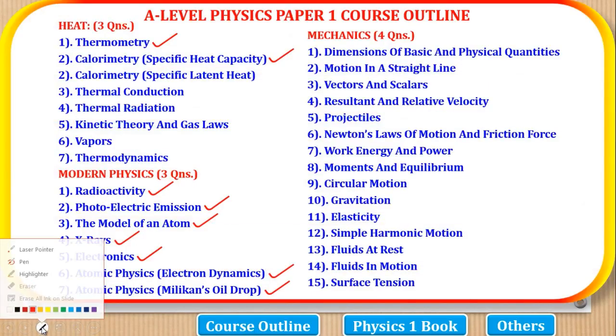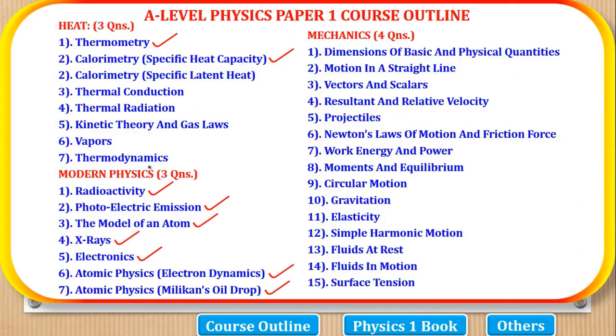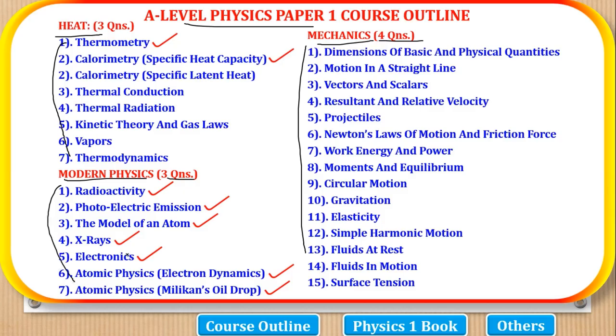Before we proceed, let's first look at the course outline of this paper. Physics paper 1 is divided into 3 parts. The first part is mechanics, where 4 questions come from these topics. The second part is heat, where 3 questions come from these topics. The third part is modern physics, where 3 questions come from these topics.